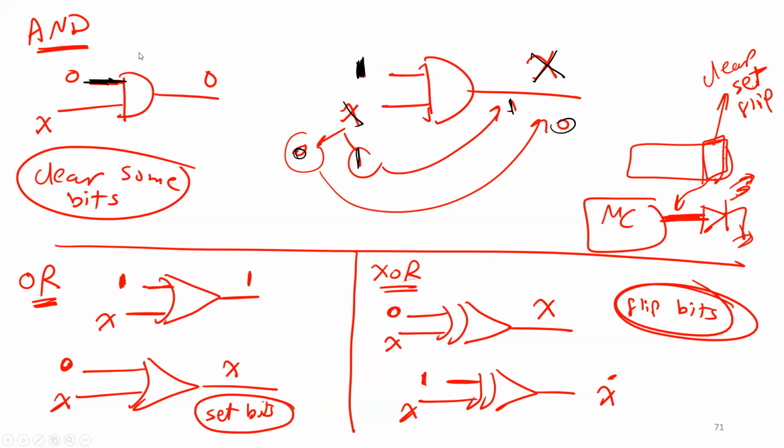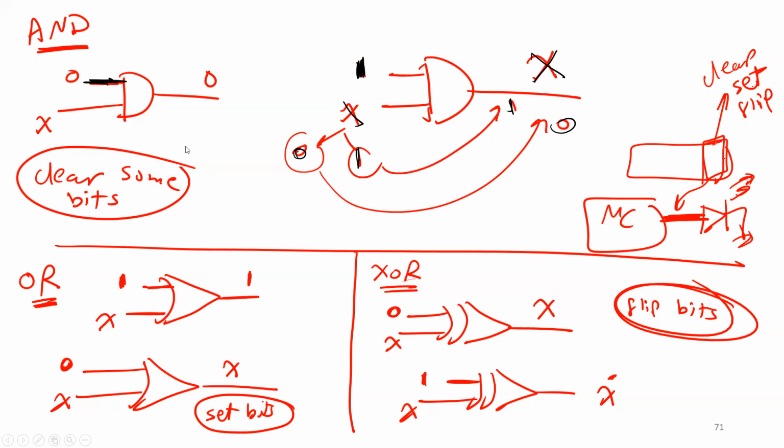So again, AND works this way, guys. Number one, if one input is 0, I'm going to get 0 regardless of the other input. Number two, if one input is 1, the output is going to be equal to the other input. So the output here is going to be X, similar to this input here. Okay.